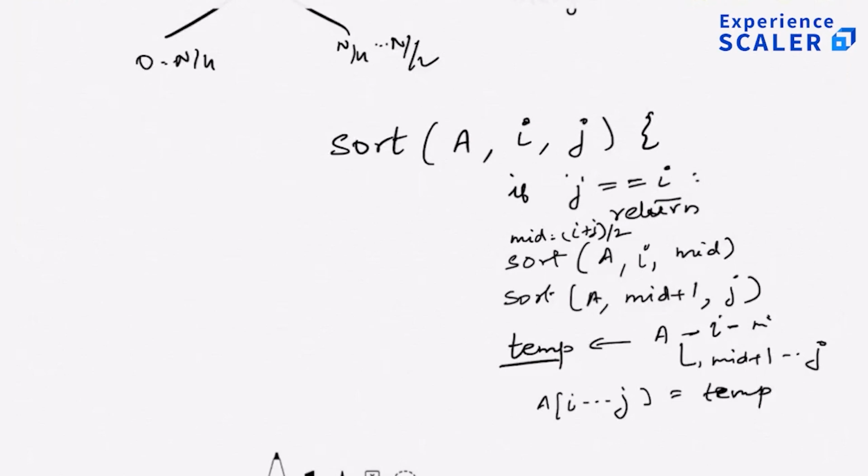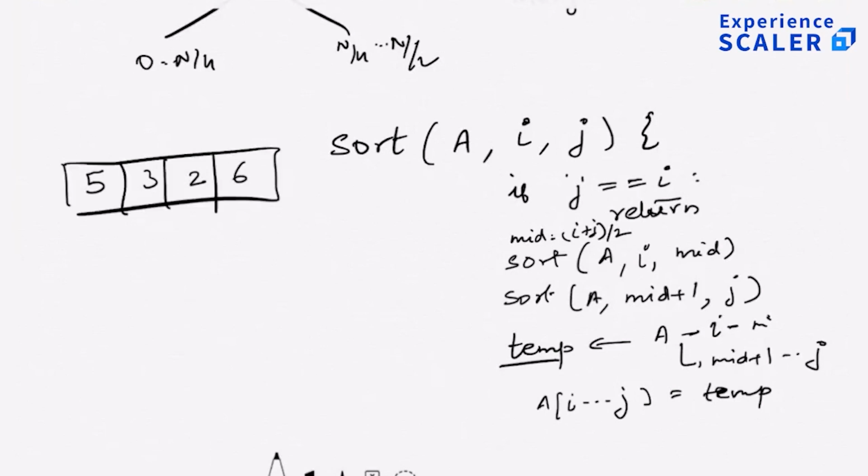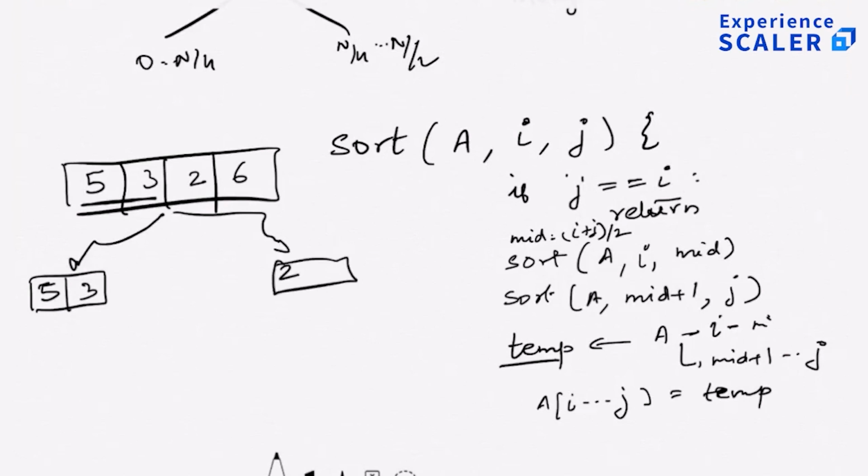Let's say there are 4 numbers: 5, 3, 2, 6. I say, first sort the first half. So let me call the function to solve these 2 numbers, 5 and 3. Somebody sort this and give it to me. And then sort the second half separately. Somebody sort 2 and 6 and give it to me. Once I have them sorted, then I will actually merge them.